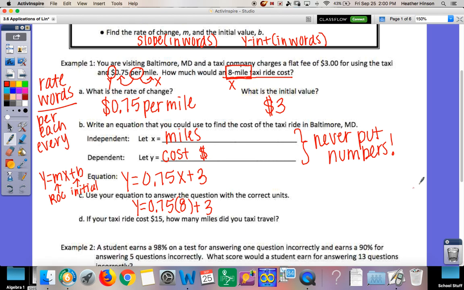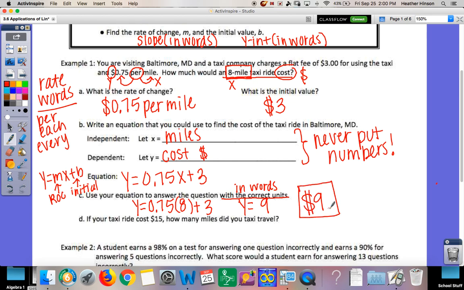When we plug this into our calculator, mine's going to take a second to pull up, so we'll use it on the next one. When we plug it in, we get y equals 9. Your questions are always going to say write it with correct units. All that means is put it in words. What is 9? We wanted to know how much a taxi ride would cost. Cost is money, so this is $9.